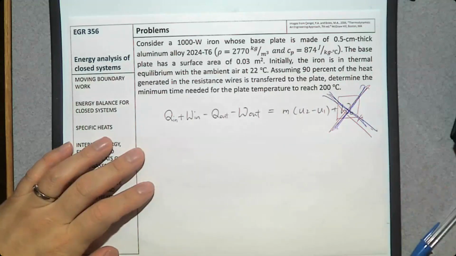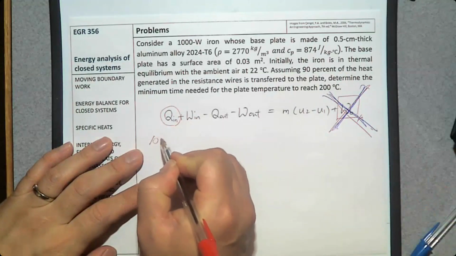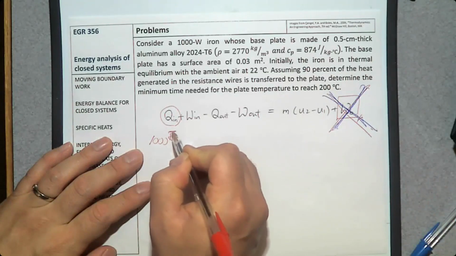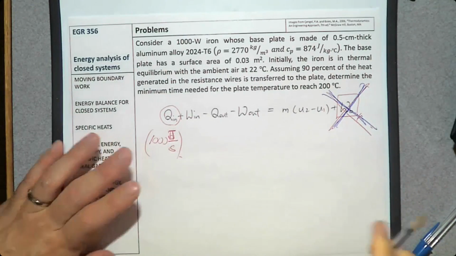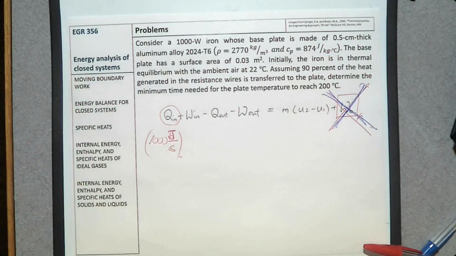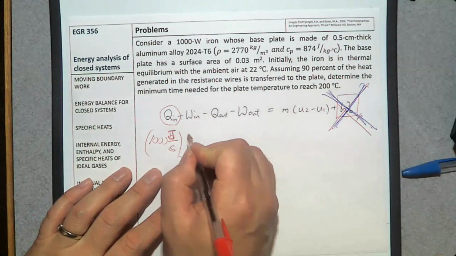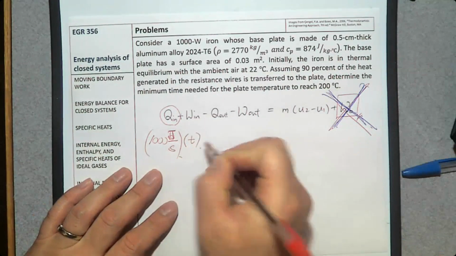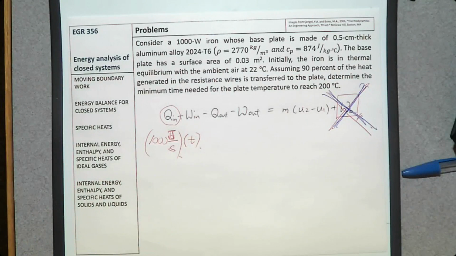So how much heat transfer from the resistance wire? 1000 joules every second. But that is not the amount of heat transfer. That is the rate of heat transfer. So how do you get the amount of heat transfer? You need to multiply by how long you used the iron. So what is that? Time. You need to multiply by time. How long? Then there is no energy transfer by work.